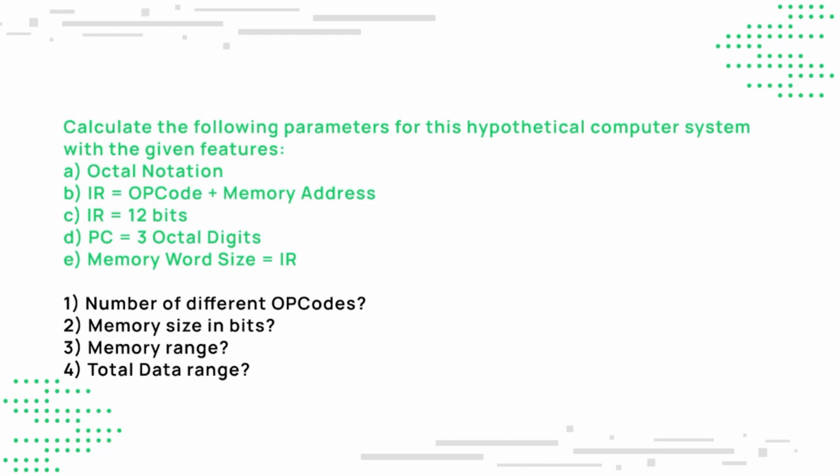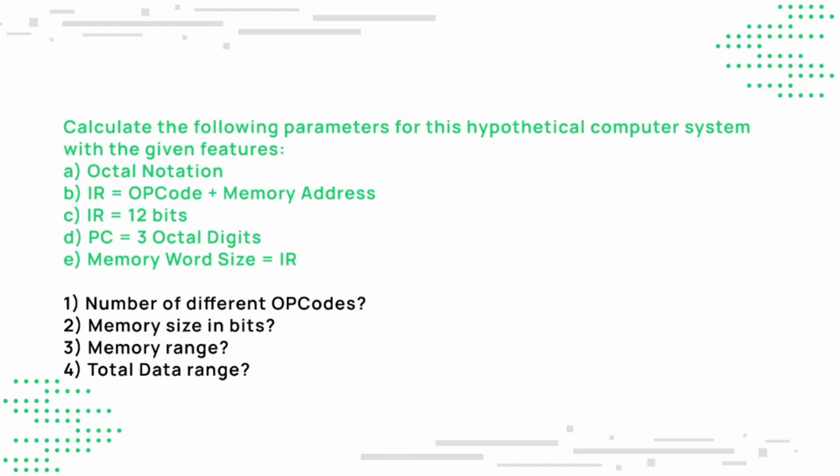To calculate the number of different opcodes, there's a few things we need to remember. One, our IR is 12 bits. And we know that the memory address must fit within the memory size, which is 3 octal digits. An octal digit is 2 to the power of 3, or 3 bits total. Because we have 3 of these octal digits, we're doing 3 bits times the 3 octal digits that we have, which is equal to 9. So the memory address here is 9 bits. Therefore, the remaining bits of the 12-bit IR are used for the opcode. So our opcode is 12 minus 9 equals 3 bits.